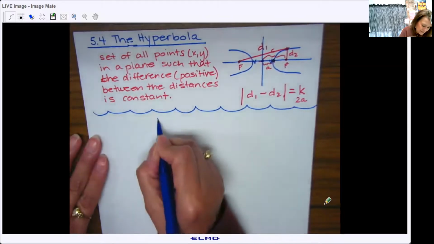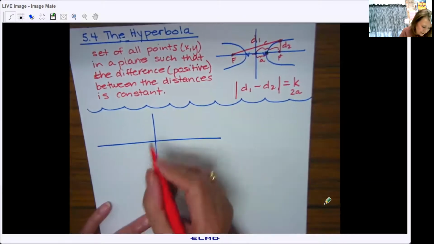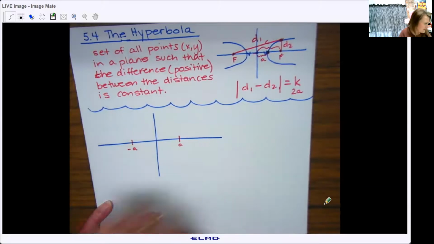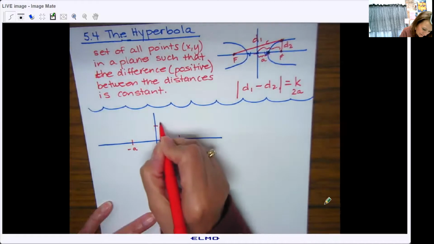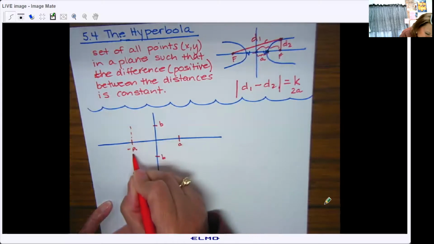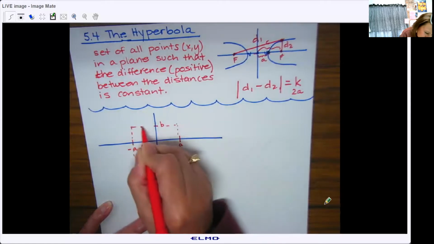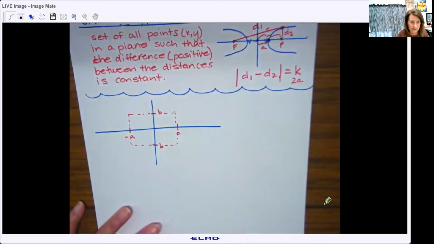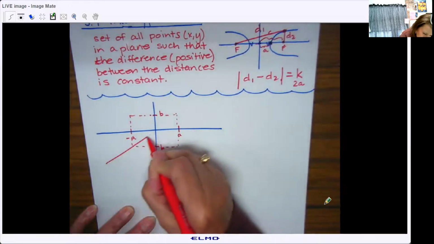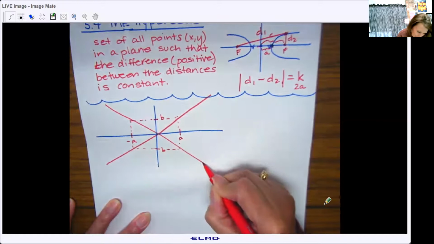So let's look at this first example that we have. Let's draw it like this. You're going to go over A and negative A, and we're going to make it B. And then we're going to go up B, even though we don't have a vertex there, and down B. And what you're going to look at is the rectangle that is formed by those 4 points. Now, after that rectangle happens, you can see that we're going to have a line that could go through there and a line that can go through there.